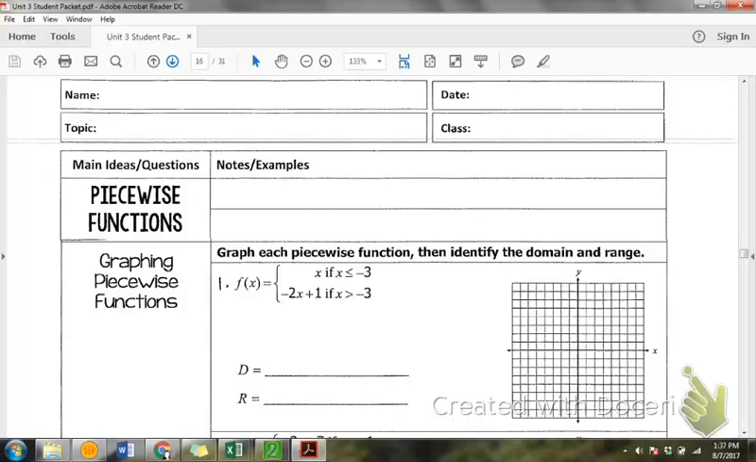Okay, so this is lesson 3.5, graphing piecewise functions.